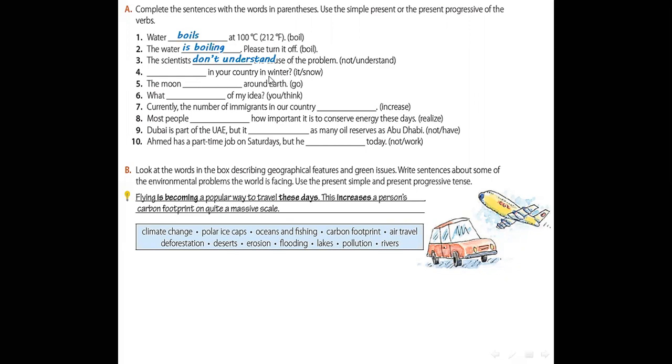Number 4, this is a question. In your country in winter, does it snow? It's a fact. Excellent, so we use simple present. Does it snow? Number 5, the moon goes around the earth. It's also a scientific fact, so we use simple present and the subject is singular, so we must add S. Goes around the earth.